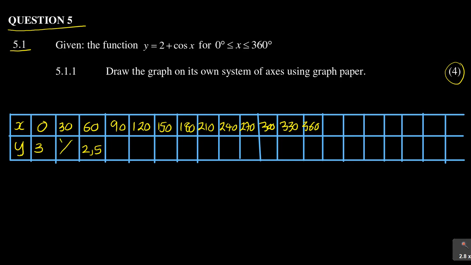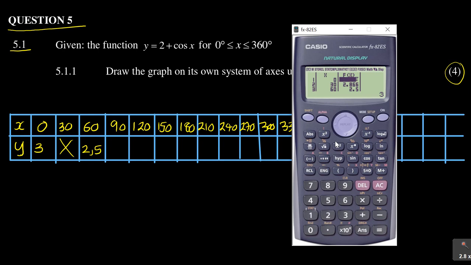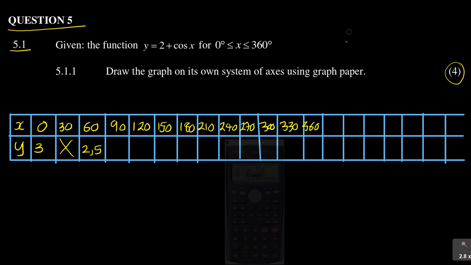There. This one we ignored because it's got a lot of decimals. Then we play down, and then we have 90 is 2 and 120 is 1,5. We're going to ignore 150 there. So we've got 90 and 120, which is 2 and 1,5.